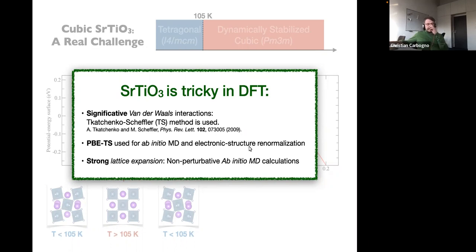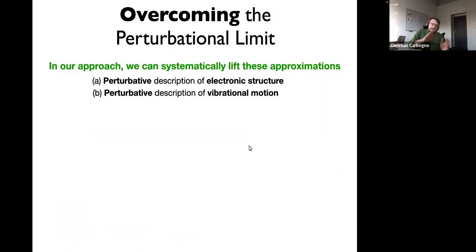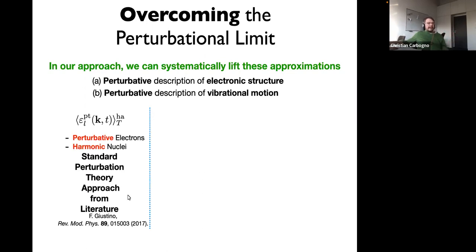Here, I want to focus more on which kind of approximations play a role, and why. This is the nice thing in this kind of approach, because here we can systematically lift the individual approximations and look at what happens at which stages. And for that, we'll really start at a very standard perturbation theory approach, where we have perturbative electrons and harmonic nuclei.